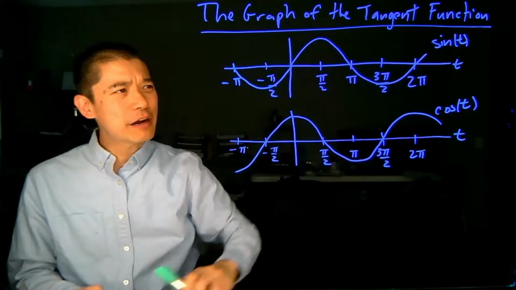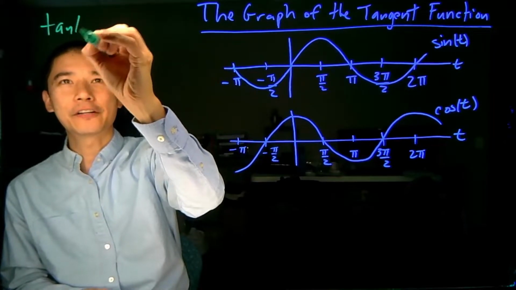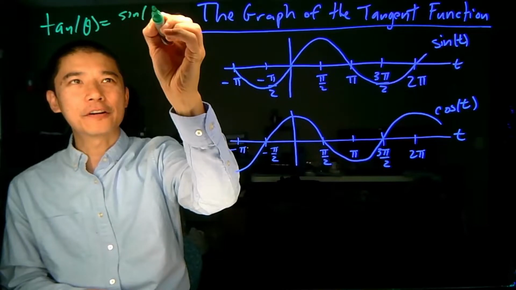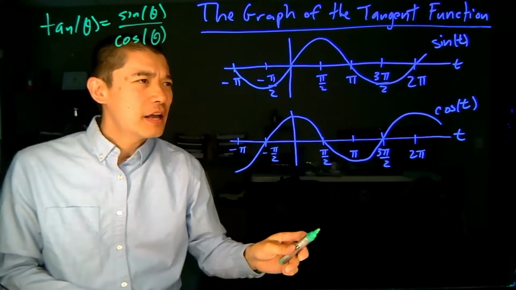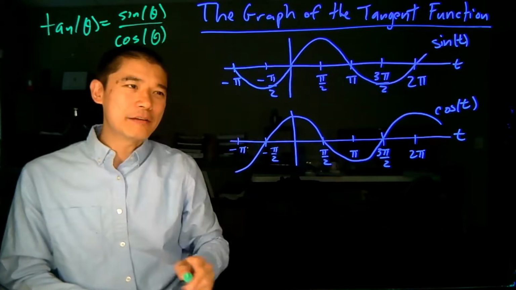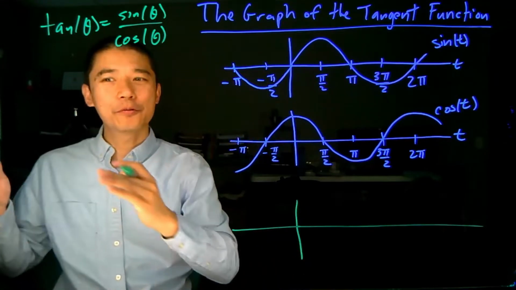So here we have the graphs of the sine and cosine function. And of course, we want these things because we're interested in the tangent function, and the tangent function is built out of the sine and cosine function. And so we have here a fraction, and we want to figure out the graph of this. The idea is that we need to look for vertical asymptotes and zeros.